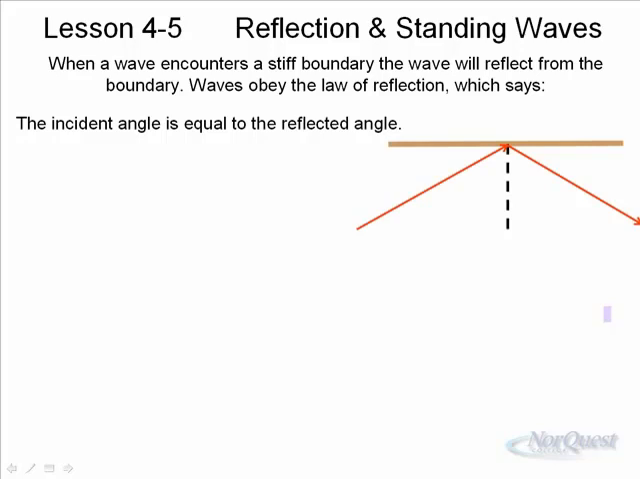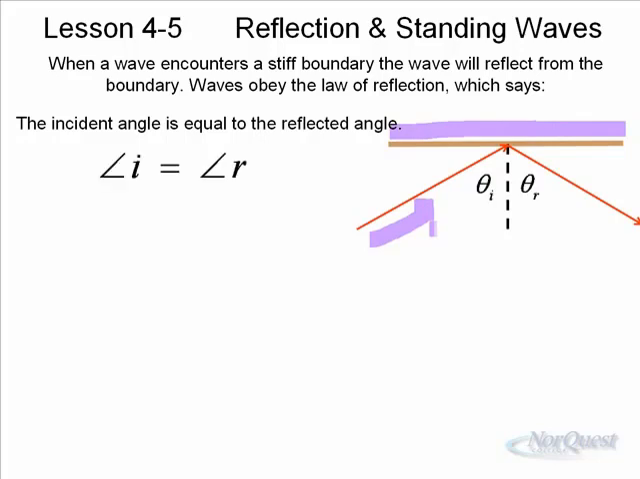And so what we're saying here is, if this is a reflecting surface and a wave comes in this direction, what it will do is obey the law of reflection, which says that the angle of incidence is equal to the angle of reflection. And I've drawn theta, the symbol theta. Theta i, or incident, is equal to theta r. Those two angles would be the same.